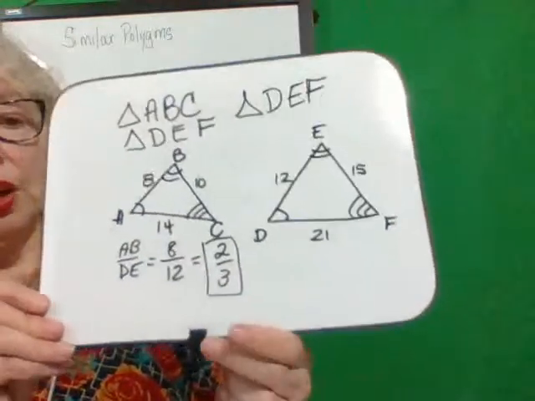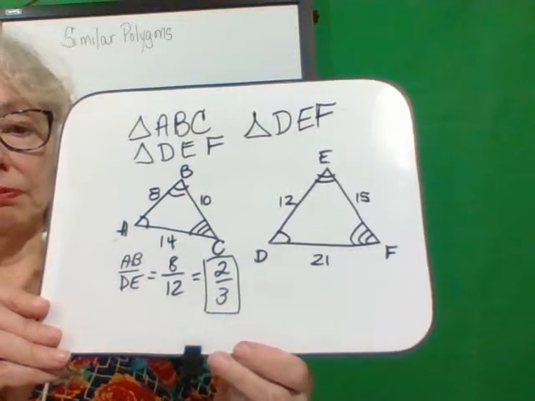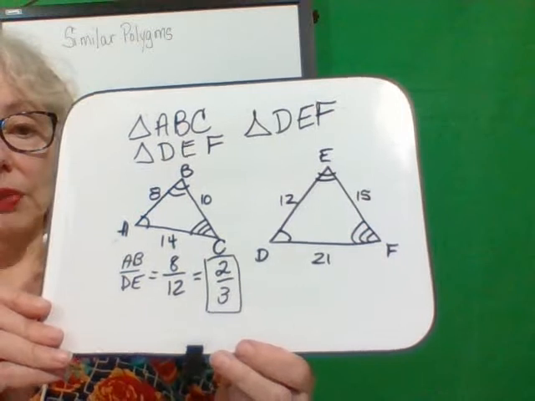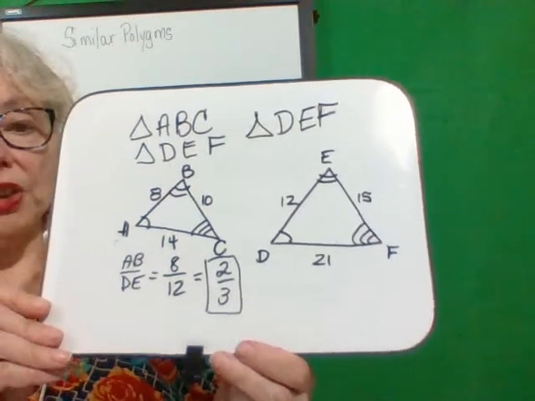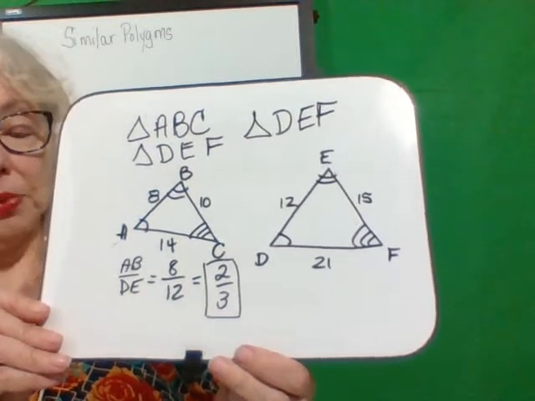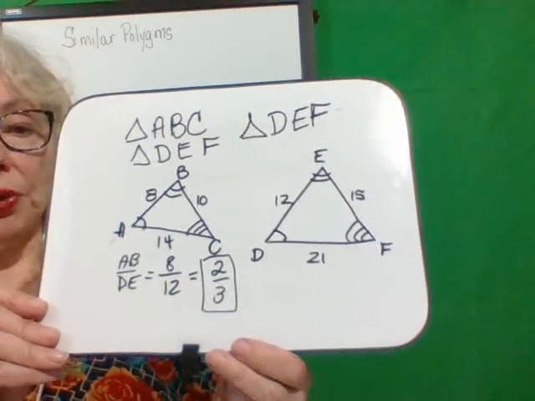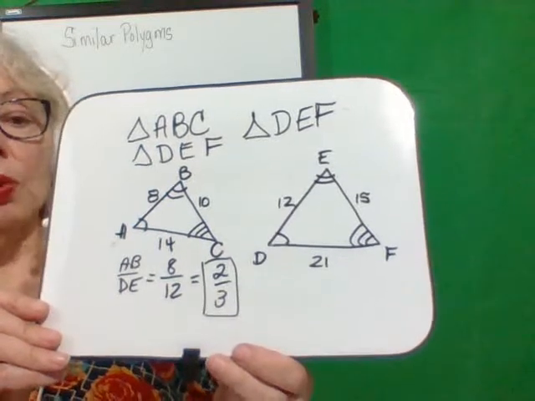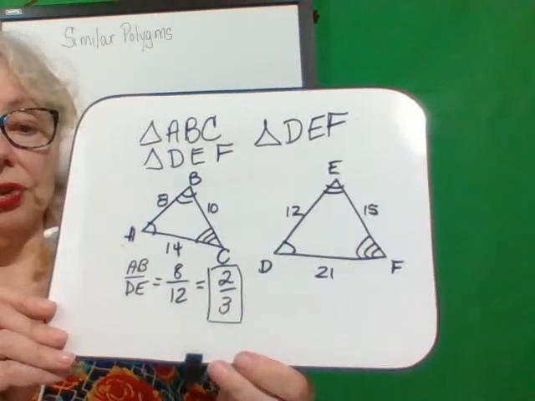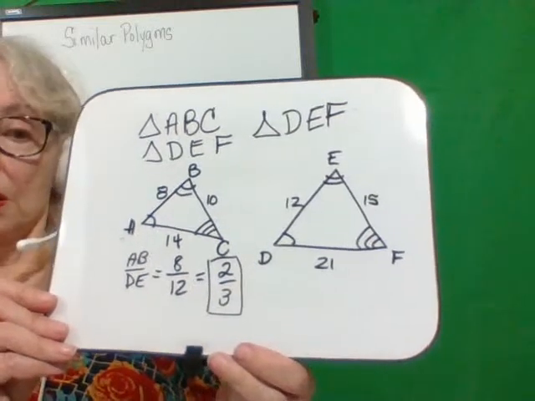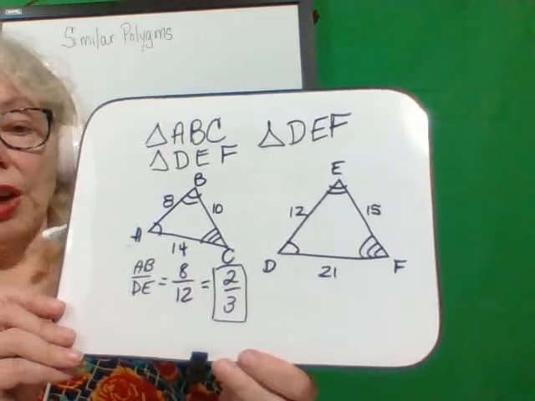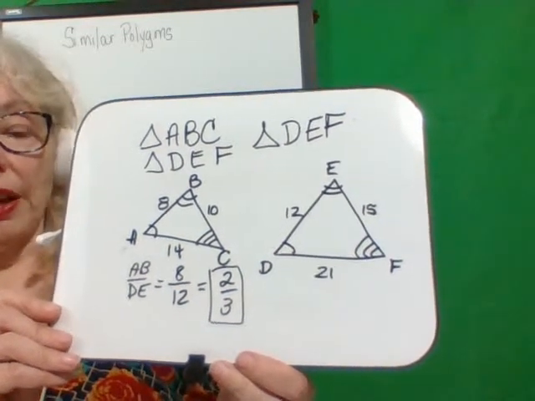Now that should work for each side. And if it doesn't, then we have a problem and they're not similar. But if I do 10 over 15, well, that comes out to be 2 over 3. And 14 over 21 will also come out to be 2 over 3. So these two triangles are similar. The small triangle, ABC, is 2/3 the size of our larger triangle, DEF.